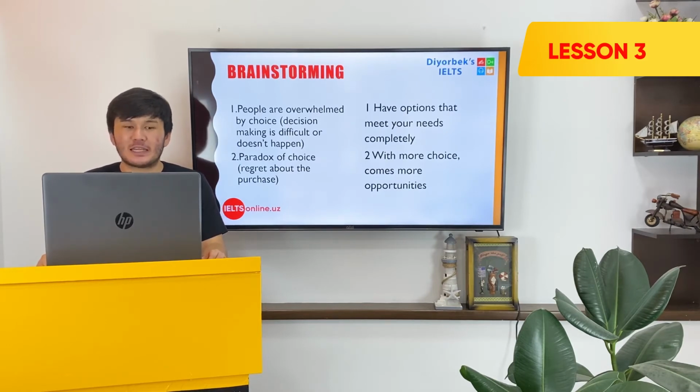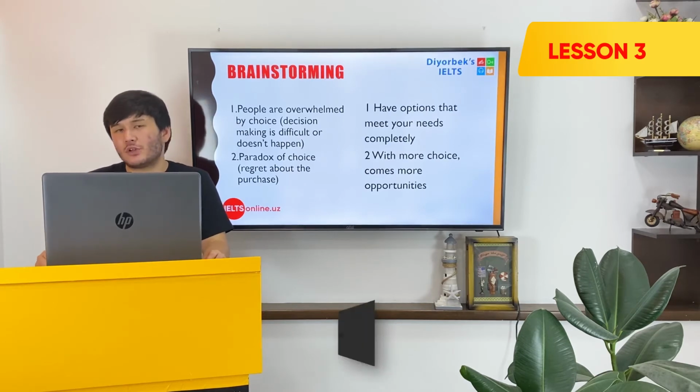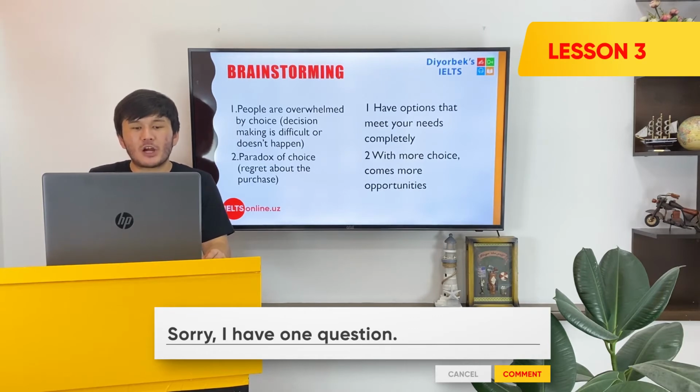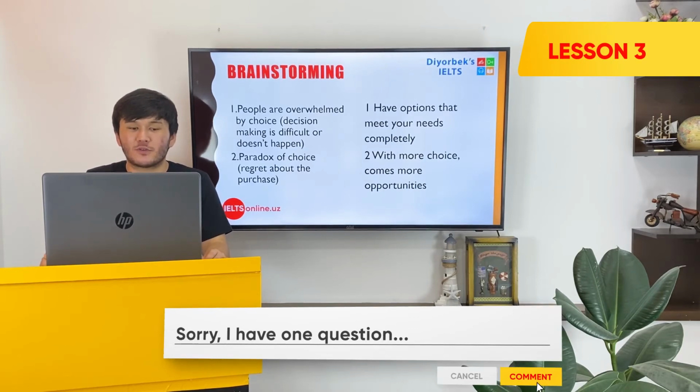So if you look at it, we can say that when you have too many choices, your life is kind of more difficult, because you're overwhelmed by choice. Decision-making process is going to be much more difficult. Sometimes decision-making might not even happen because you have so many things to buy or to choose, and you cannot make your decision.